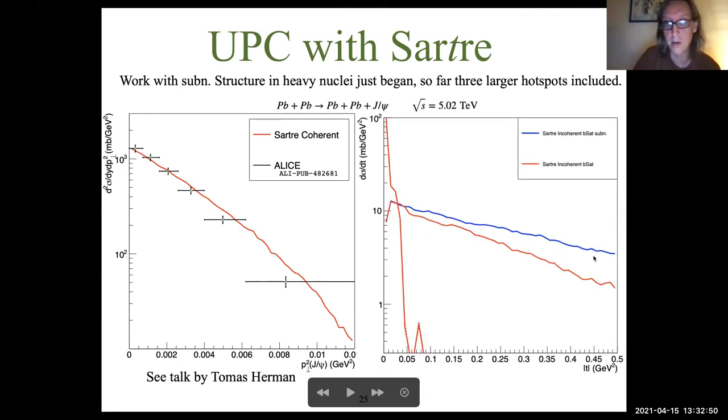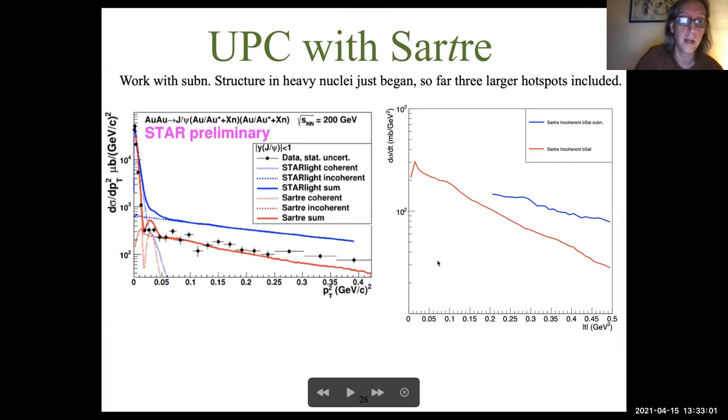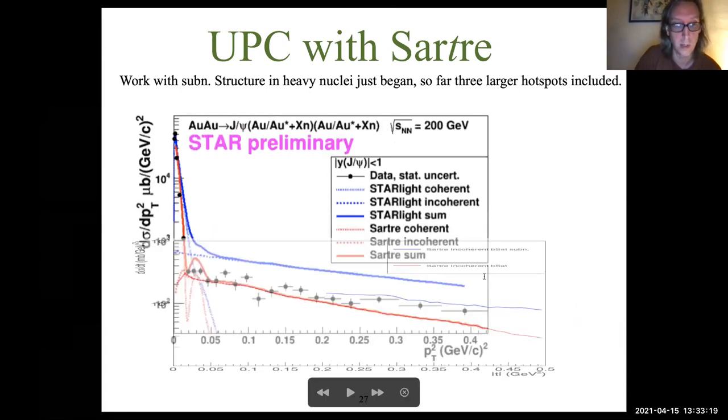But we want to talk about the incoherent. So we have a prediction for incoherent with subnucleon fluctuations and just nucleon fluctuations for larger t. STAR has done this measurement for the incoherent cross-section, and here we saw that Sartre did quite well up to 0.25 or so, and then the data is a bit larger. So I could do that. It looks like this. And I can do an ugly superposition of the two. So we see that the subnucleon fluctuation with Sartre gets even a little bit higher than the data here. So this is work in progress. This might change before we publish this, but it's still quite encouraging, I would say.